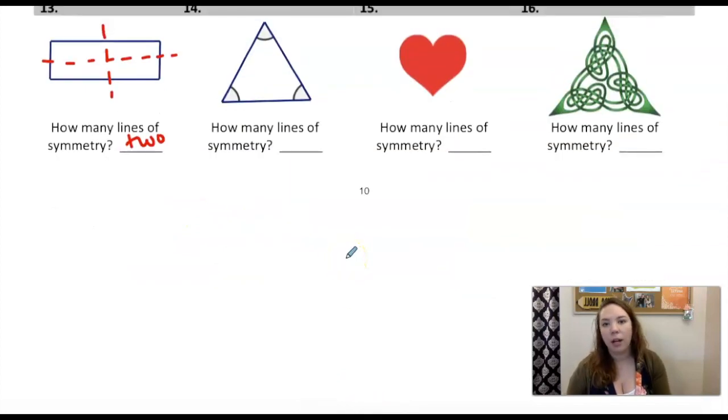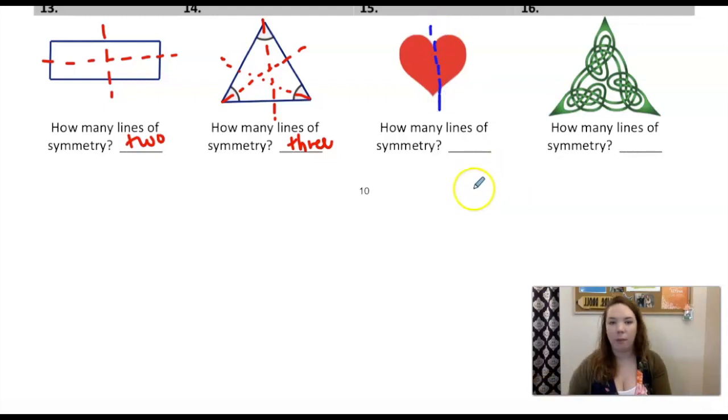For our triangle here, and this is an equilateral triangle, they're saying all 3 angles are the same, which means all the side lengths are the same too. So straight down looks like it'd be fine, but I should be able to do that through each one of these corners. So that's going to be 3 lines of symmetry. For our heart here, I want to say it's just down the middle. So that'd be 1.